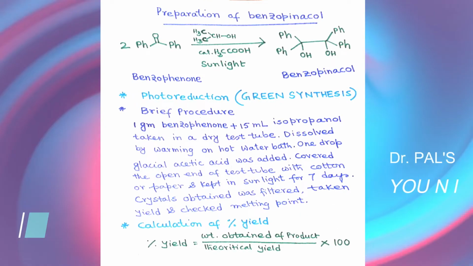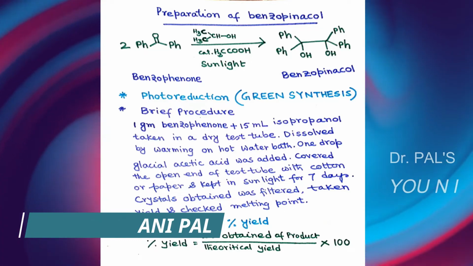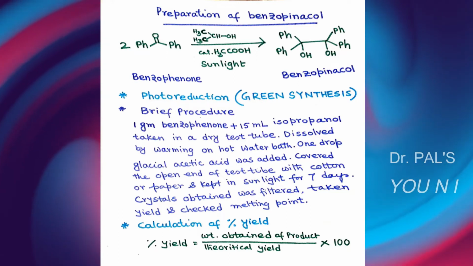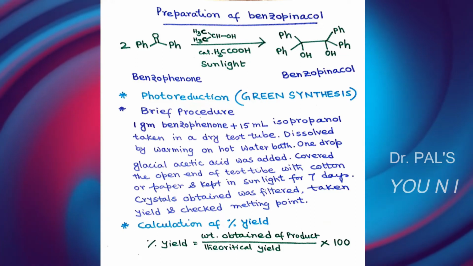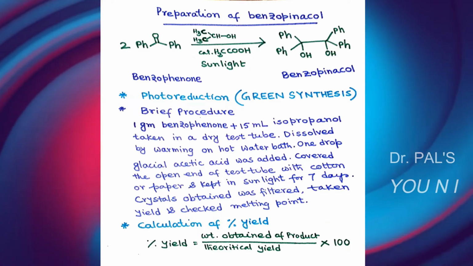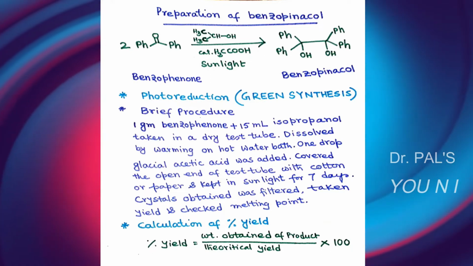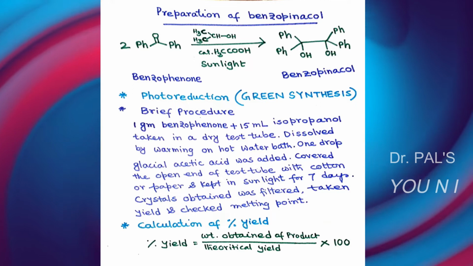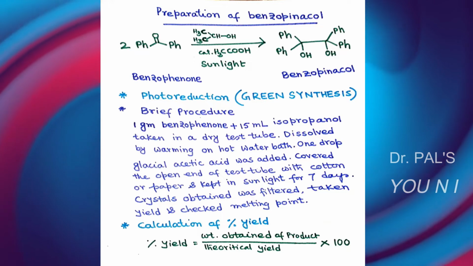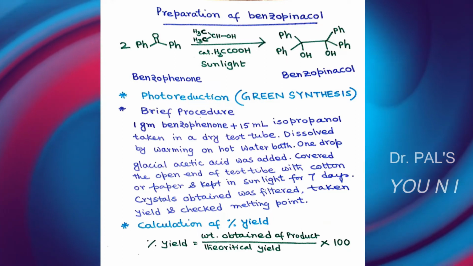When benzophenone undergoes reaction with isopropyl alcohol in the presence of a catalytic amount of acetic acid and sunlight, photoreduction happens and we get benzopinacol and acetone. Benzopinacol is the dimer of benzophenone, and isopropyl alcohol undergoes oxidation to acetone. We can call this reaction an example of green synthesis.